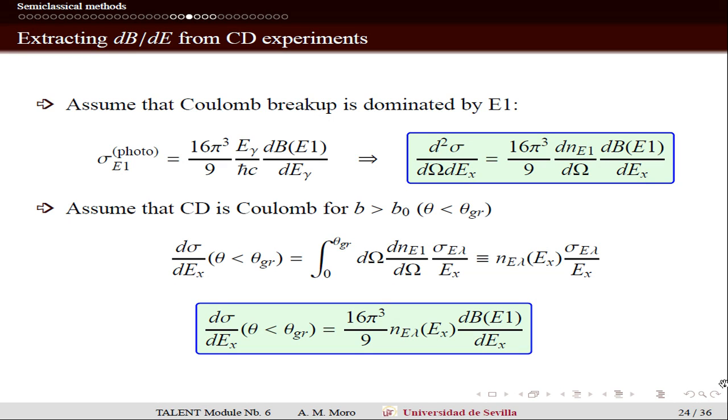So if we integrate this quantity in some region of scattering angles, we make the integration up to one angle. I don't know if we have also introduced the grazing angle. I think that at some point we said something, maybe a couple of sentences about it. So the grazing angle corresponds to what is called a grazing collision. It's a collision for which the impact parameter is of the order of the sum of the radii of the two nuclei.